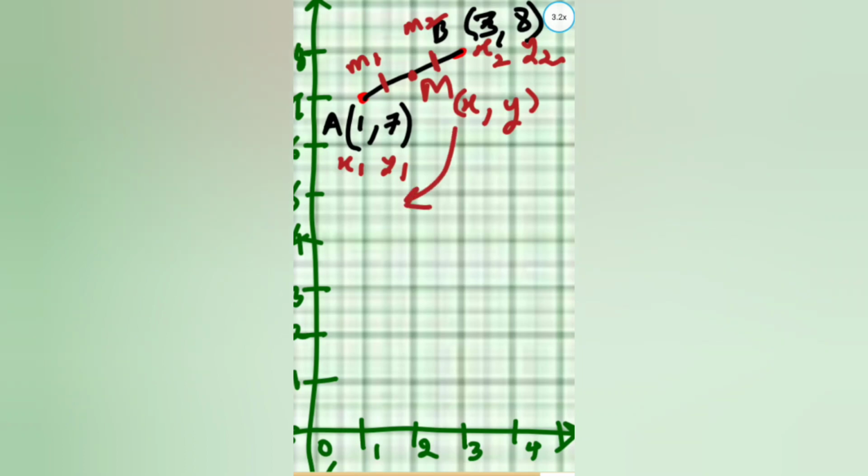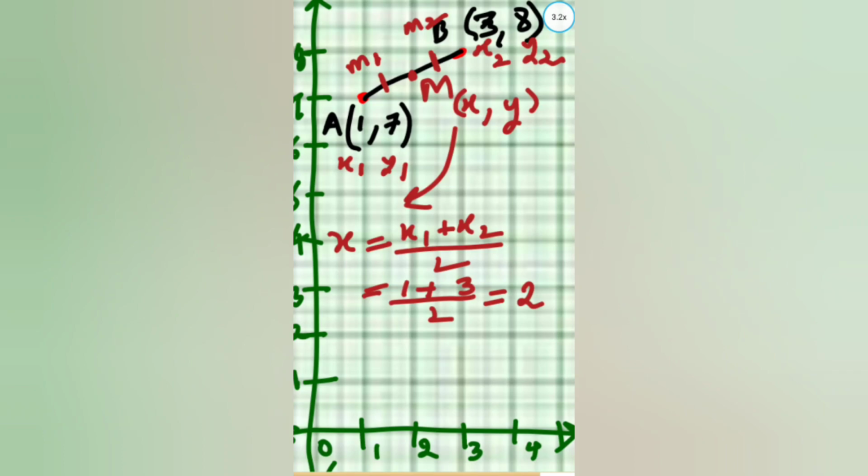Now, how to get the coordinates of M? How will you get x? Very simple, because AM and MB are equal in parts. That means M is the midpoint. Just add x1 plus x2 divided by 2. X1 is 1. X2 is 3. Divided by 2, how much will you get? 4 divided by 2, you get 2. So X is 2.